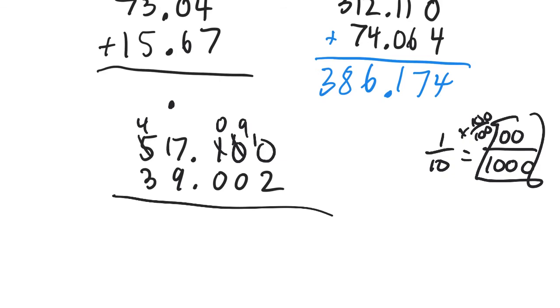And now, let's do it. 890, decimal point stays there. And that is our answer.